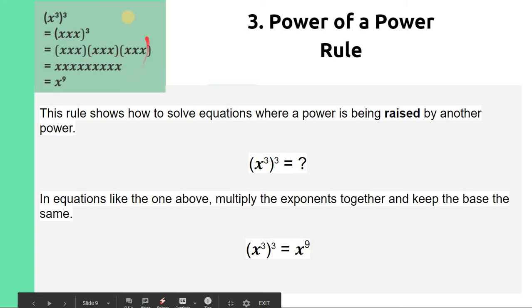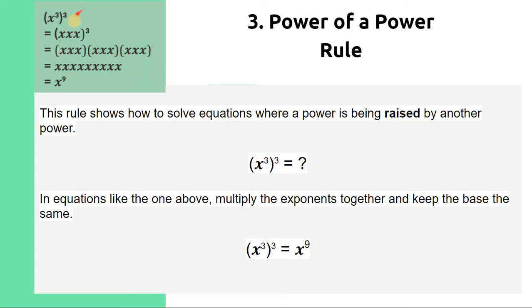Okay, so kagaya nito, this is another version of your answer. So, yung x cube, so ganyan, nakatatlo siya, no? Ita times 3 mo pa daw yon, so inulit mo ng 3 beses. Okay? Therefore, you have x raised to the power of 9.